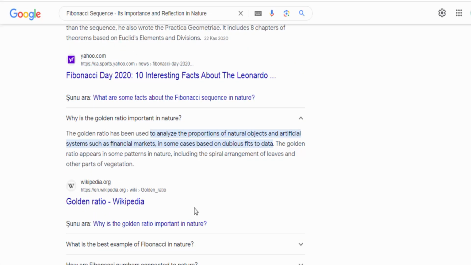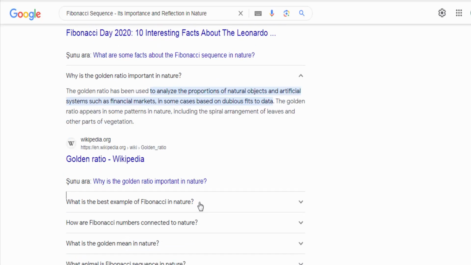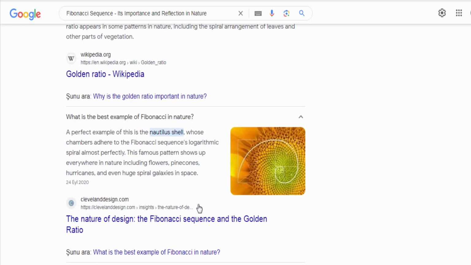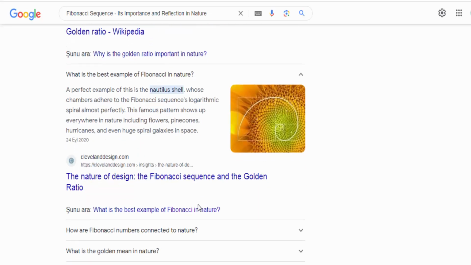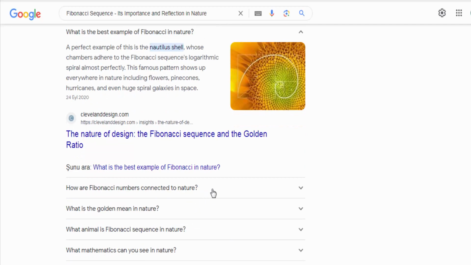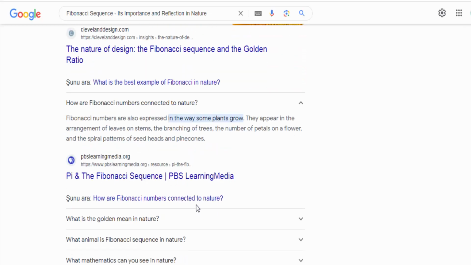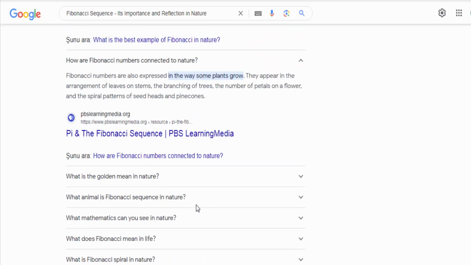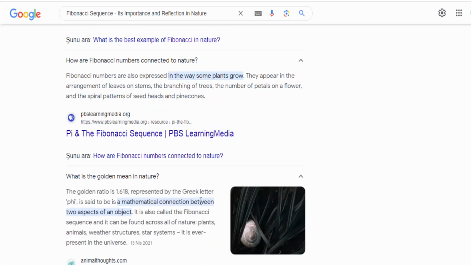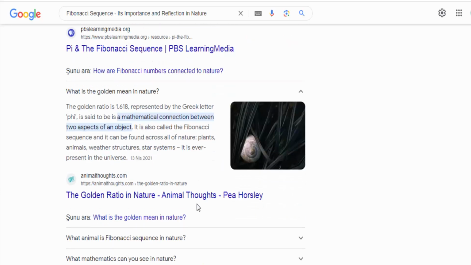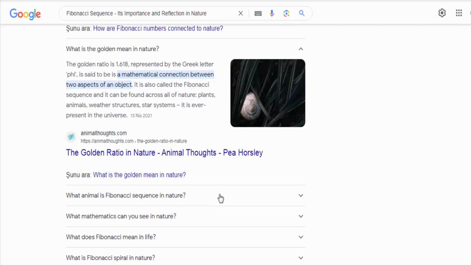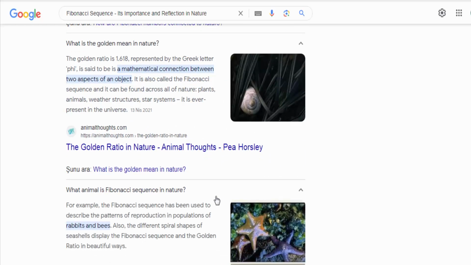Importance in art and design. The Fibonacci sequence and the golden ratio are frequently used in art, design, and architecture. The proportion and aesthetics derived from these mathematical concepts are often considered visually pleasing. Artists, architects, and designers incorporate Fibonacci-based compositions, ratios, and spirals to create harmonious and balanced designs.